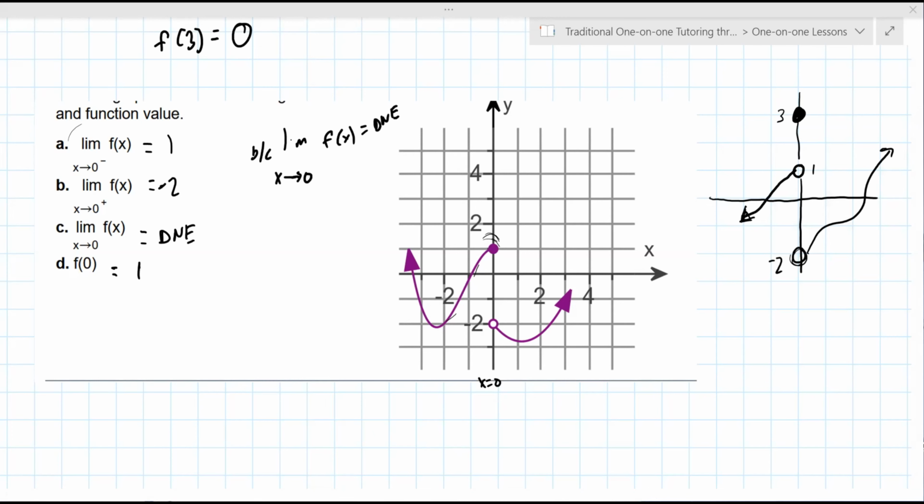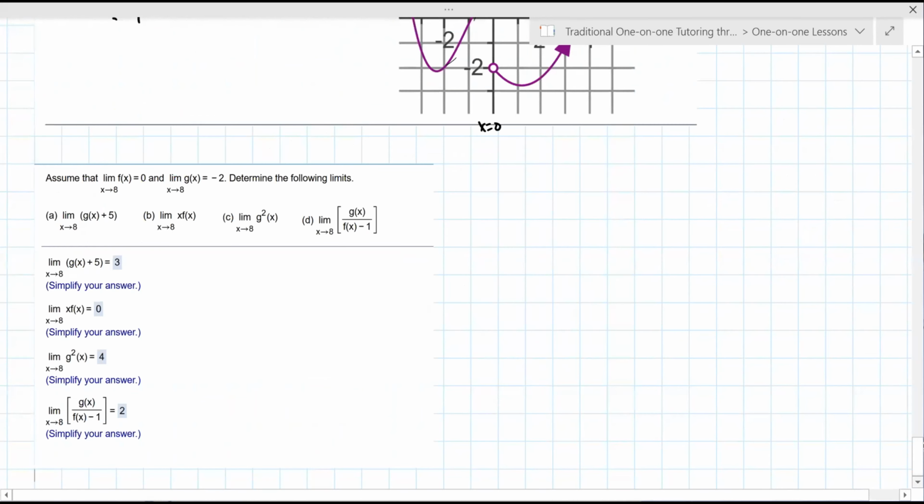Yeah, okay, this is a good one to do. I'm sure these were frustrating the first time around.